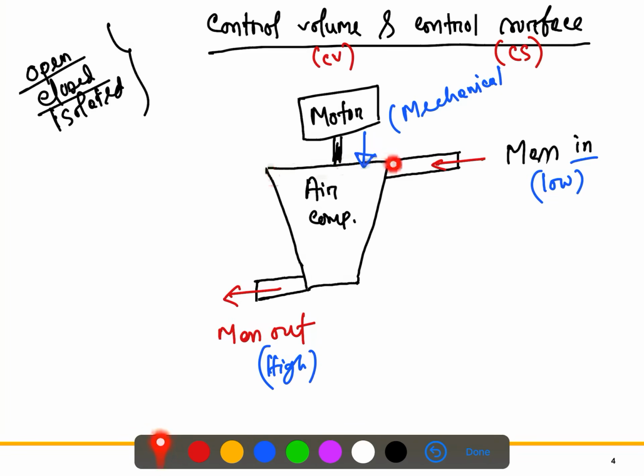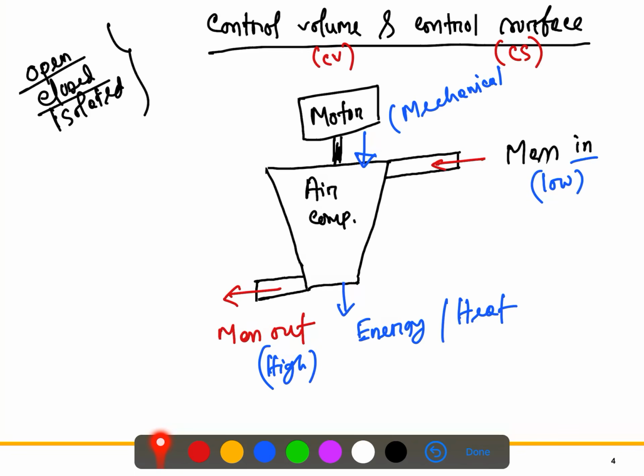During this operation, this air compressor will be heated, and based on the temperature difference, it can transfer some energy, you can say heat transfer, to the surroundings. So that means two different things here: the mass interaction is happening and the energy interaction is happening. So you can say this is an open system.